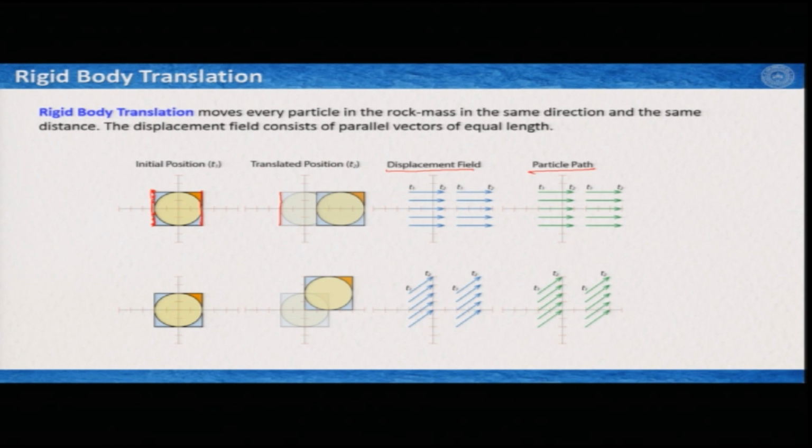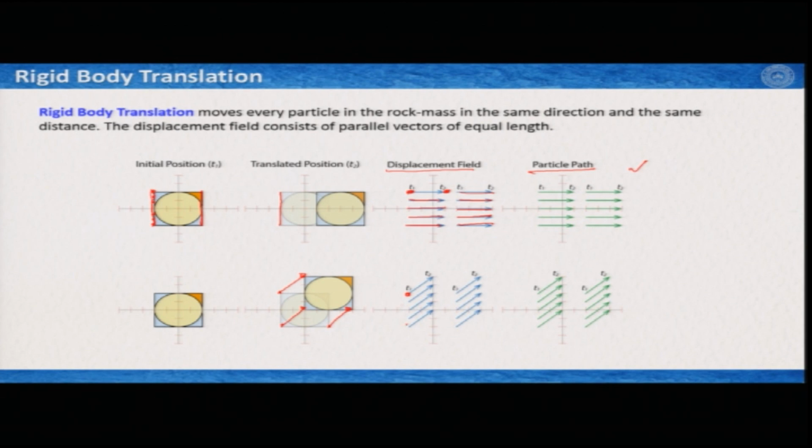What we see here is the definition of rigid body translation. This was your point at T1 and this is the point at T2. So, in each and every case it moved very similarly, a similar distance, and they are parallel to each other. The particle path is also very similar. In the second example, it moved along the north east direction, towards the first quadrant. So, this point has moved to here, this point has moved to here, and this point has moved to here, and so on. And if you represent it in the displacement field, it appears this way.